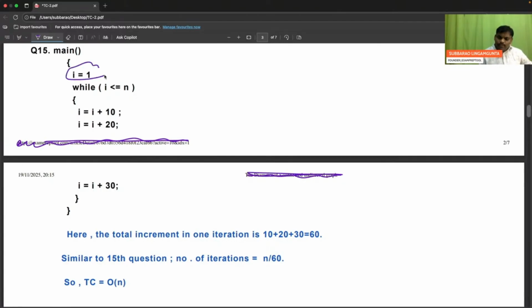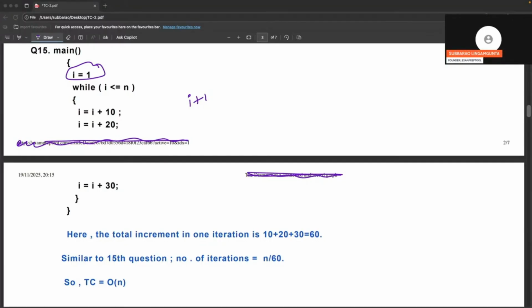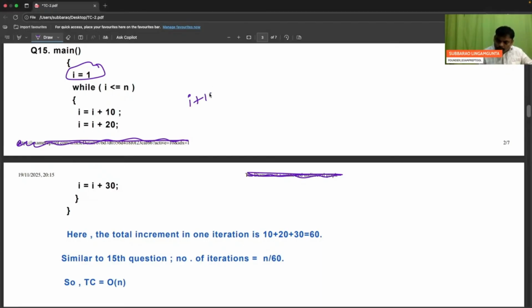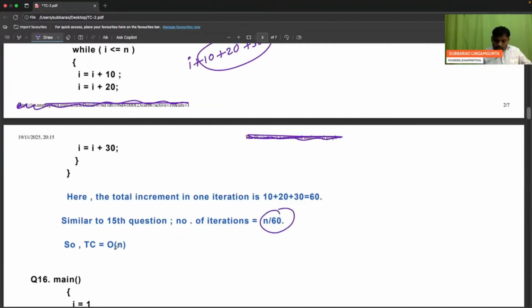Starting with a small number. See this one. First you are incrementing 10, afterwards you are incrementing plus 20, and afterward plus 30. Overall, 60 is incremented. So the answer is that you are always incrementing by 60, so n by 60. The time complexity is big O of n.